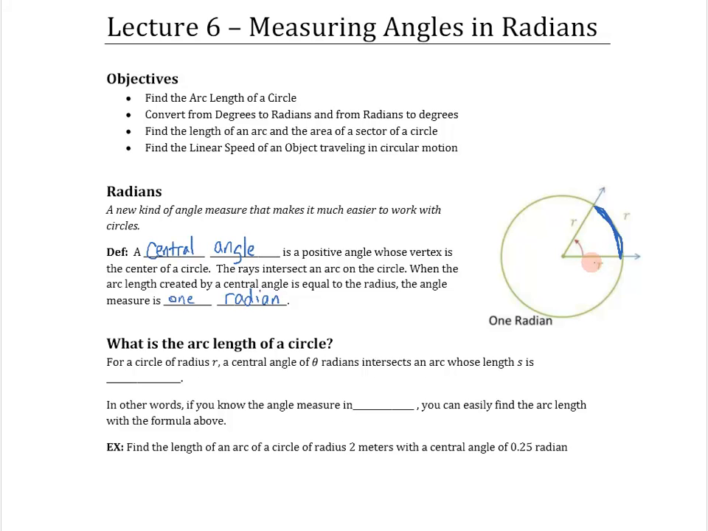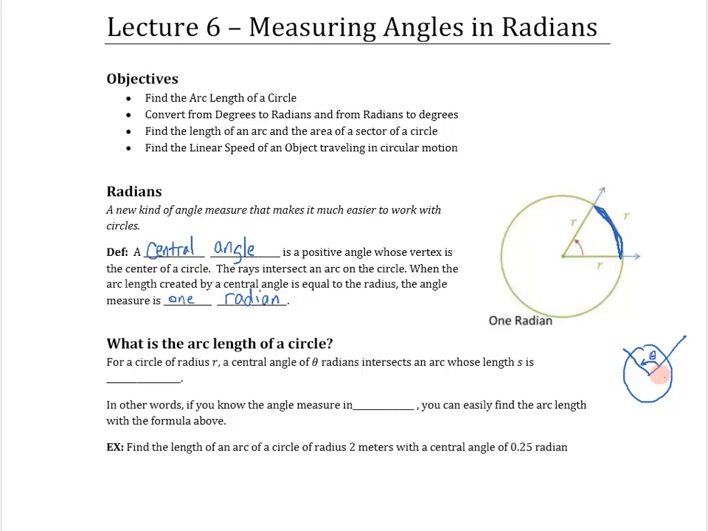Now, the nice thing about using this as the measure of an angle is that you can come up with a pretty simple formula for how far along the outside you travel if you happen to know the measure of an angle in radians. So if you've got a circle of radius r, like we have here, and we know some angle inside there, let's say it's just any angle, theta, but instead of theta being given in degrees, it's given in radians.